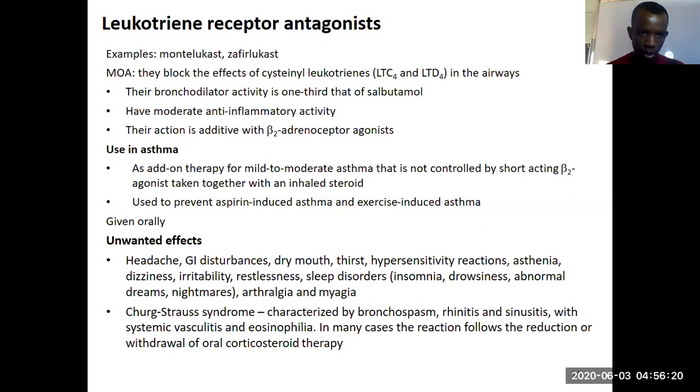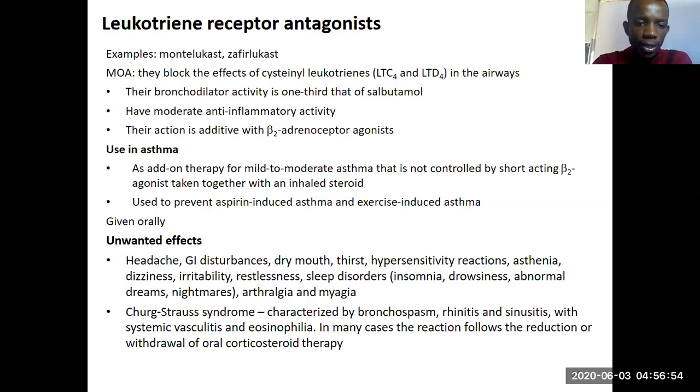The use in asthma is as add-on therapy to mild to moderate asthma that is not controlled by short-acting beta-2 agonists taken together with an inhaled steroid. So these ones are add-ons. The patient will be on salbutamol or other steroids, then if you notice that the asthma is still not controlled, you can add on the leukotriene receptor antagonists. They are also used to prevent aspirin-induced asthma and exercise-induced asthma, and these drugs are given orally.